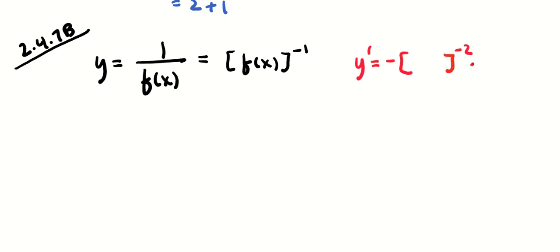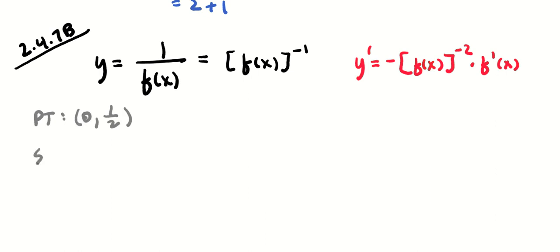Then we need to multiply by the derivative of the inside, and so that'll be f prime of x. Let's leave the inside the same. All right. Then, what am I actually looking for? Equation for the line tangent to the graph of 1 over f of x at x equals 0. So the point will be x is 0, y is 1 over f of 0, so it's 1 over 2.